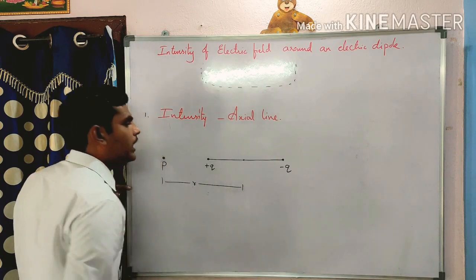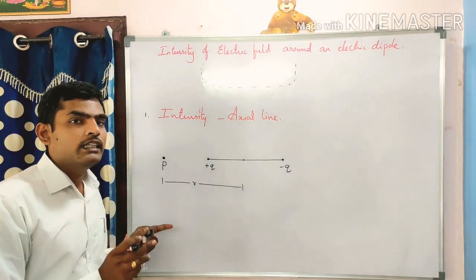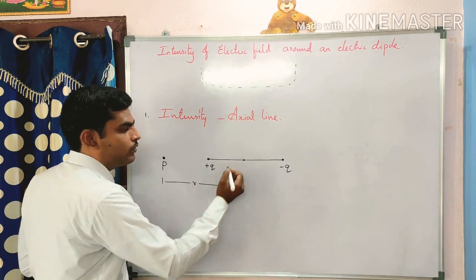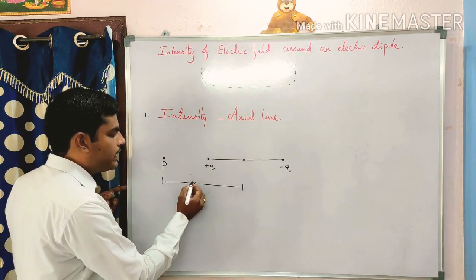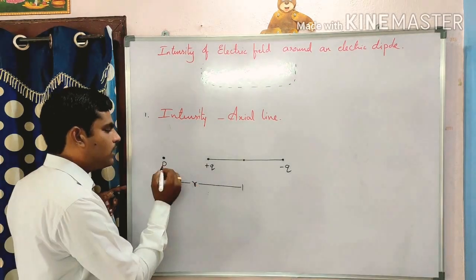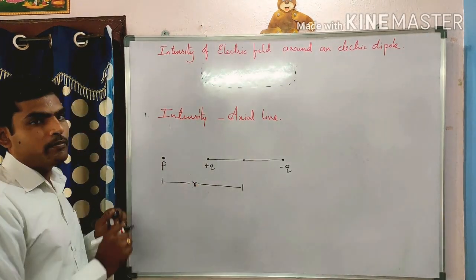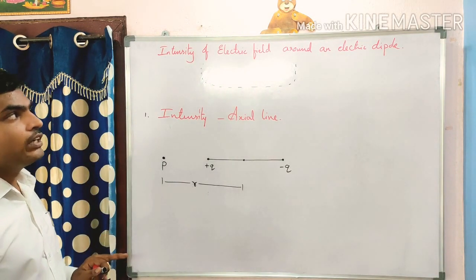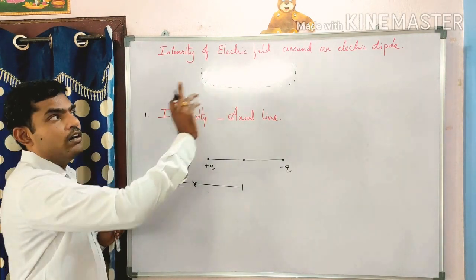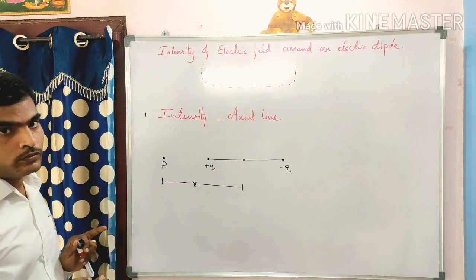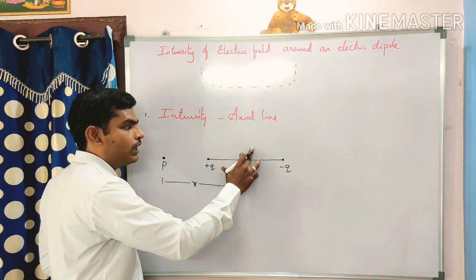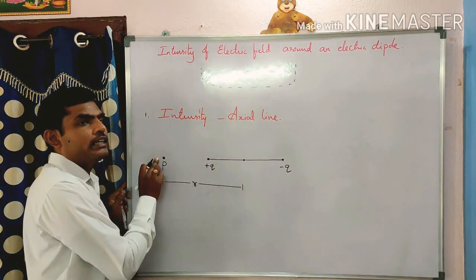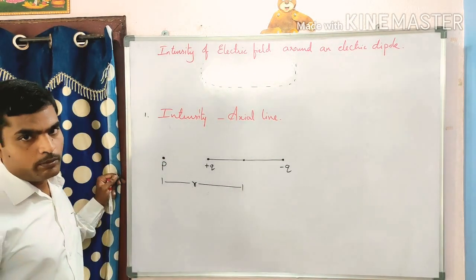Distances for the dipole will always be measured from the center. So this is the center of the dipole. From here, at a distance r, I have taken a point P. Here I want to find the intensity of the electric field of the electric dipole. We need to find how much the electric field of this electric dipole is on the axial line at the point P.